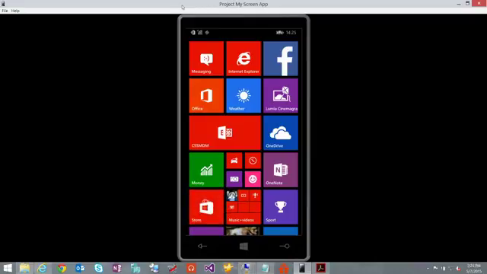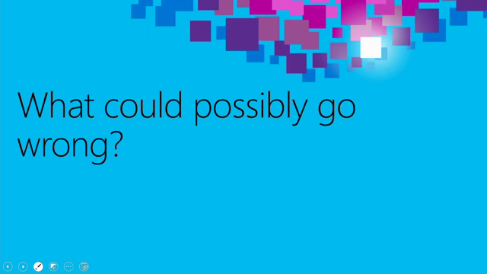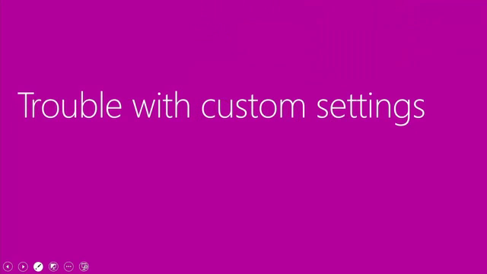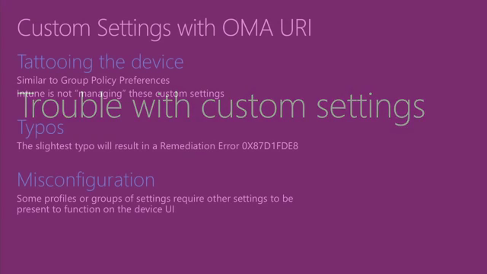Well, that all looks great when it's working. Very true. But what could possibly go wrong? Not like that was intense configuration or anything like that, but this breaks quite often. First thing we're going to talk about is trouble with custom settings. These OMA URI settings can be a bit difficult to get used to using.